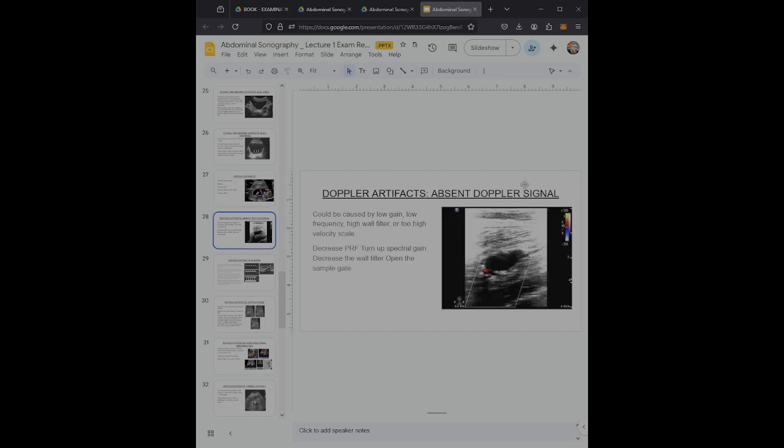So first and foremost we have an absent Doppler signal, right? And this can be caused by low gain, low frequency, having a high wall filter, or too high of a velocity scale. So we decrease the transmission frequency, turn up the spectral gain, decrease the wall filter, and open up the sample gate. Right.